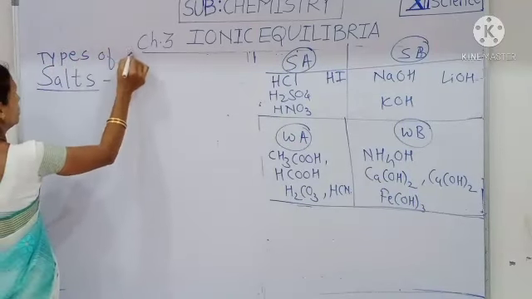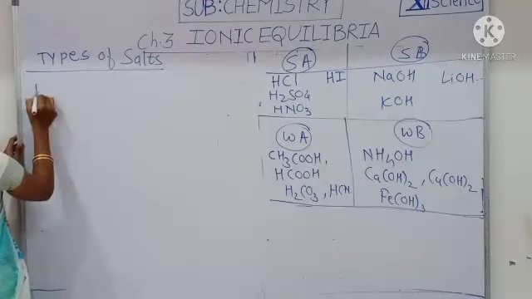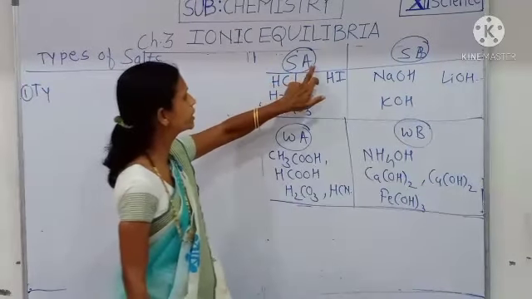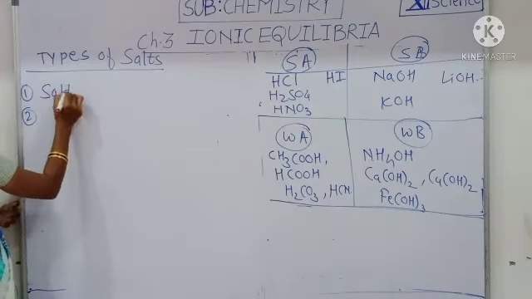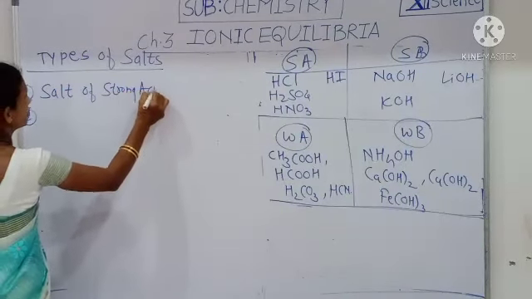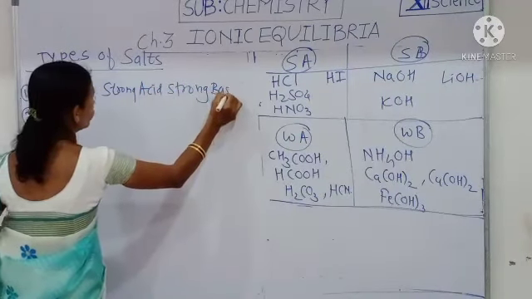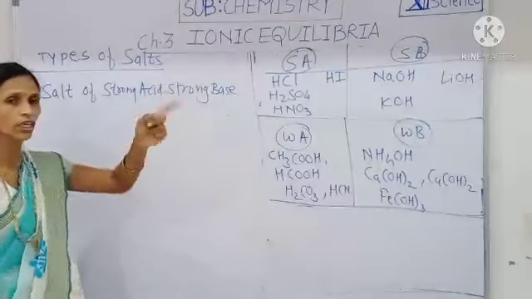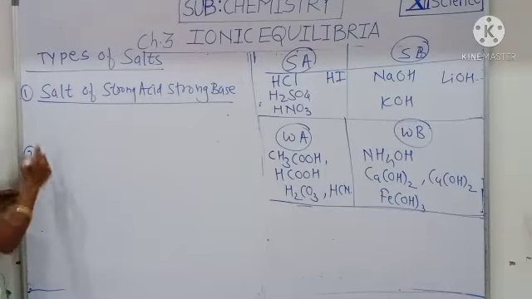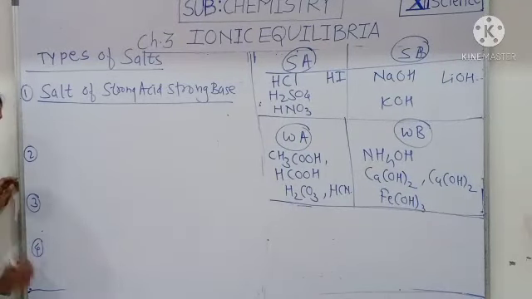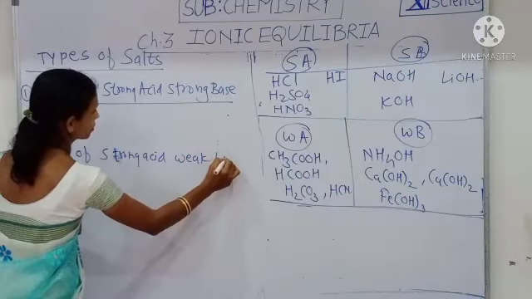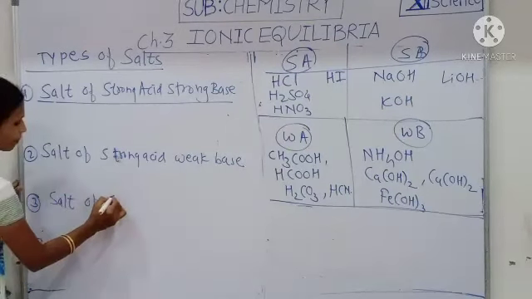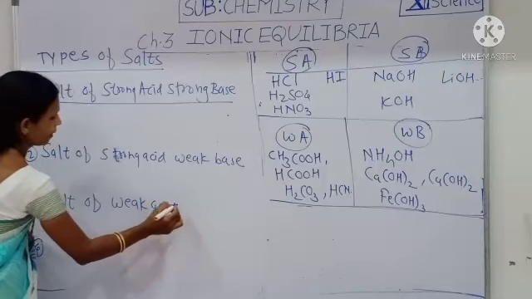Then we will discuss the different types of salts. First type: salt of strong acid and strong base. We have to write the salt of strong acid, strong base. There are four types of salts. First, salt of strong acid, strong base. Second one, salt of strong acid, weak base. Third one, salt of weak acid, strong base.